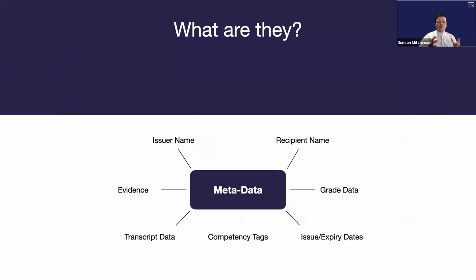Now, at the heart of digital credentials for me is really going to be the metadata for these credentials. And of course, not too much has changed there from the paper counterparts. We need an issuer name. We need to know who it was issued to. We have grade data potentially or important dates that are attached. But digital credentials do allow us to start to add much more information to this as well. So things like competency tags or evidence or transcript data, which we'll look at in depth as we go through this.